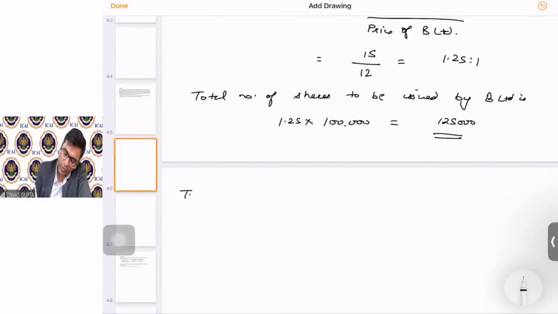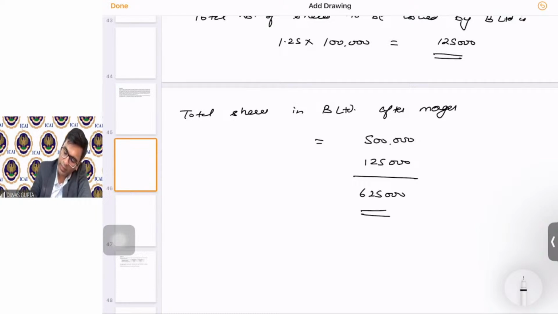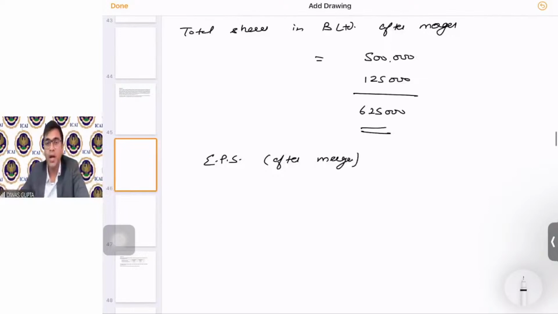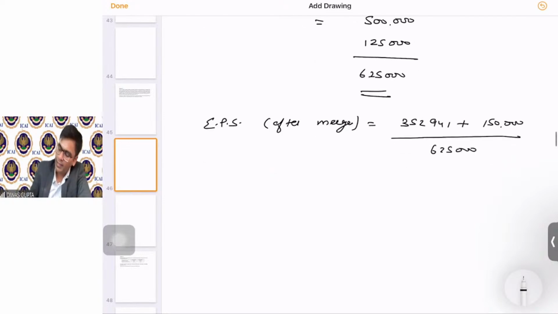And total shares in B Limited after merger becomes how much? 5 lakhs plus 1,25,000. So in totality, it becomes 6,25,000. Then let's come to the EPS after merger, right? We've calculated the before merger earnings, so that will get totaled: 352,941 plus 1,50,000, whole divided by 6,25,000, right? So EPS post merger becomes 0.80.